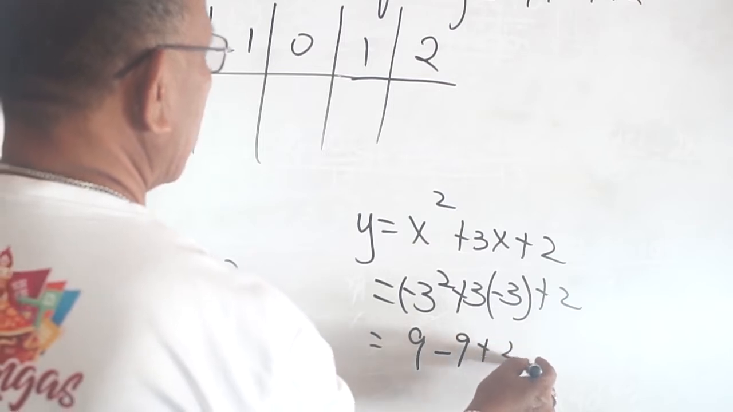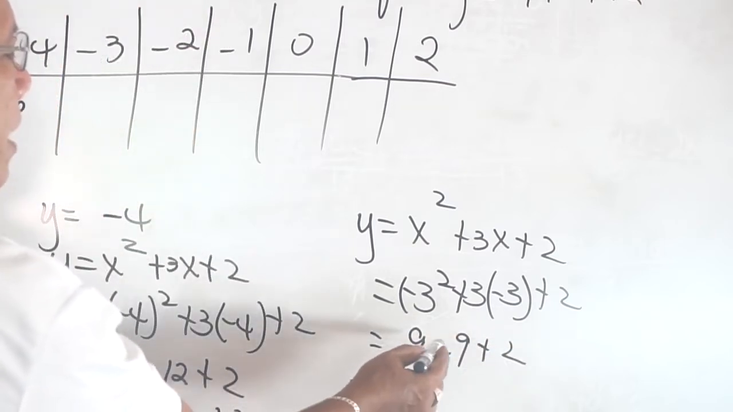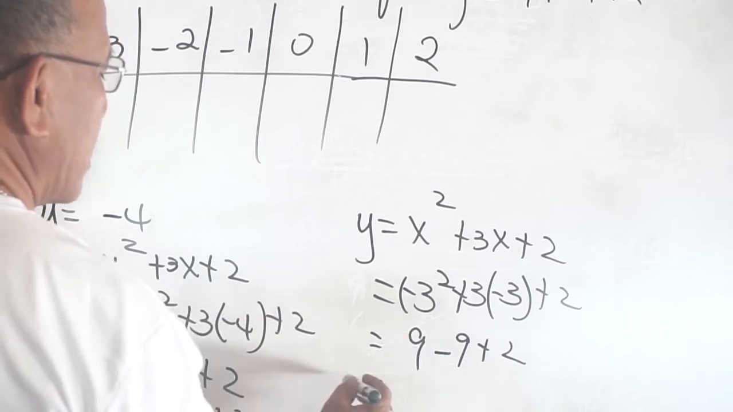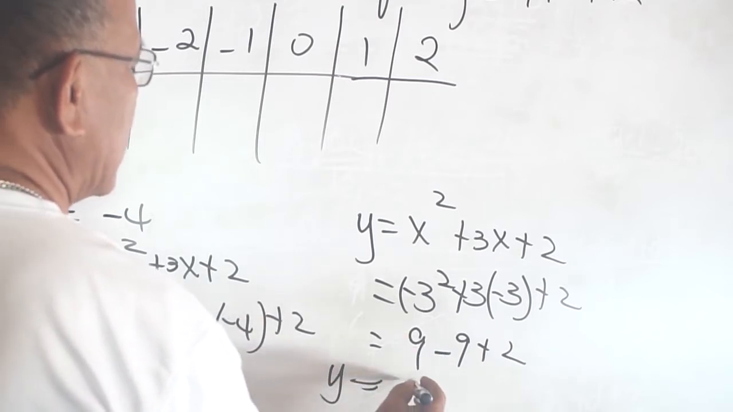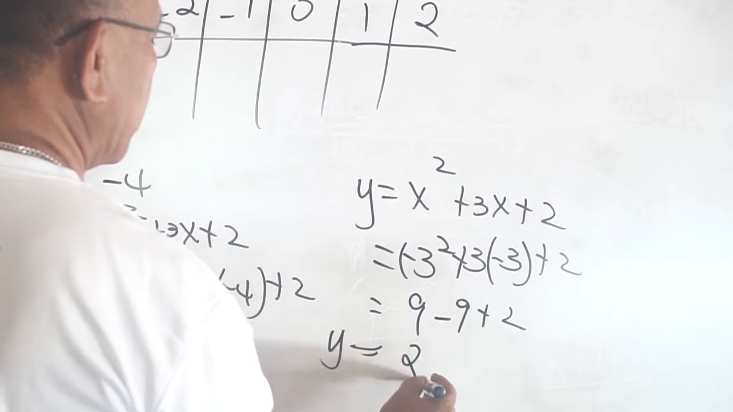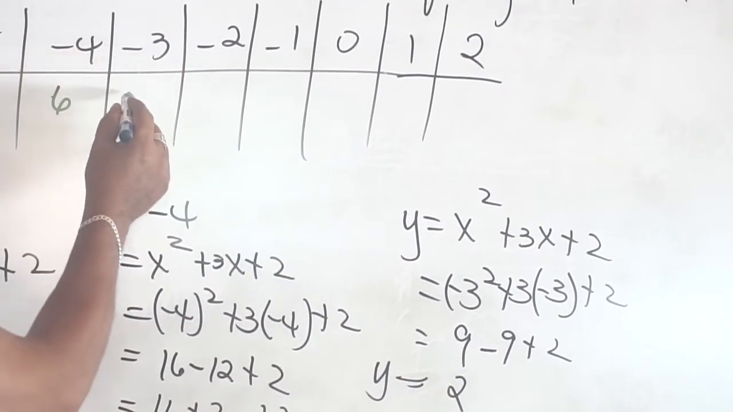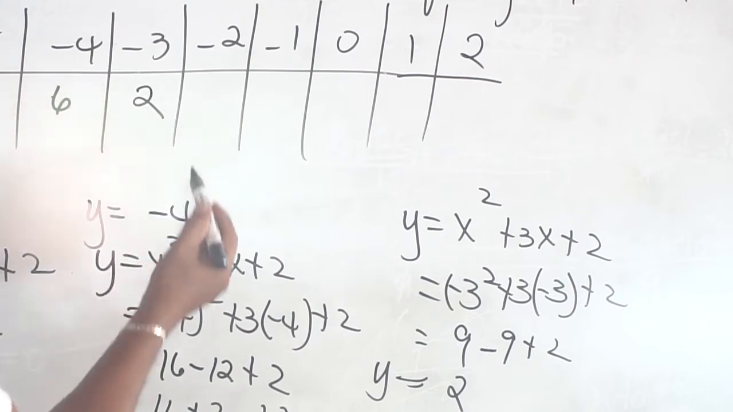Then we have positive 2. So we have 9 minus 9, the result is 0. Then we have 2. So therefore, the value of y is equal to positive 2. Then the ordered pair is negative 3 and positive 2.